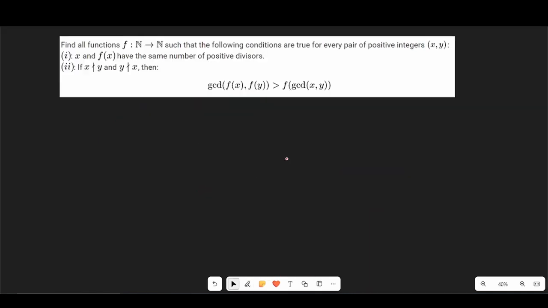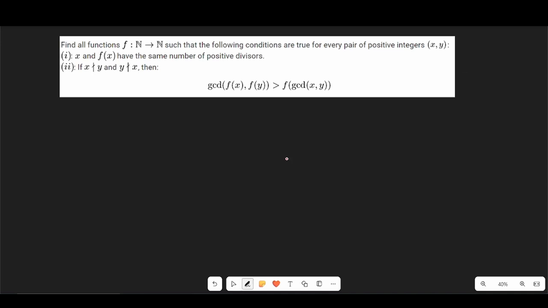The second problem of the second day was from number theory. This was functional number theory, which in most cases is very similar to each other. We are given a function from positive integers to positive integers, and we know that x and f of x have the same number of positive divisors. And if x does not divide y and y does not divide x, the GCD of f of x and f of y is greater than f of GCD of x and y.